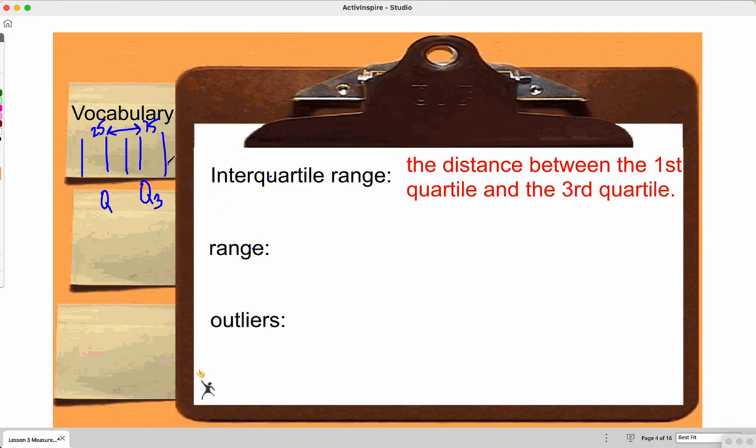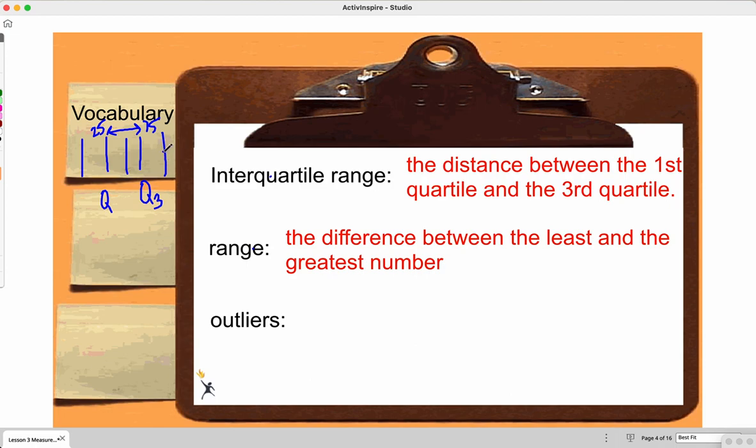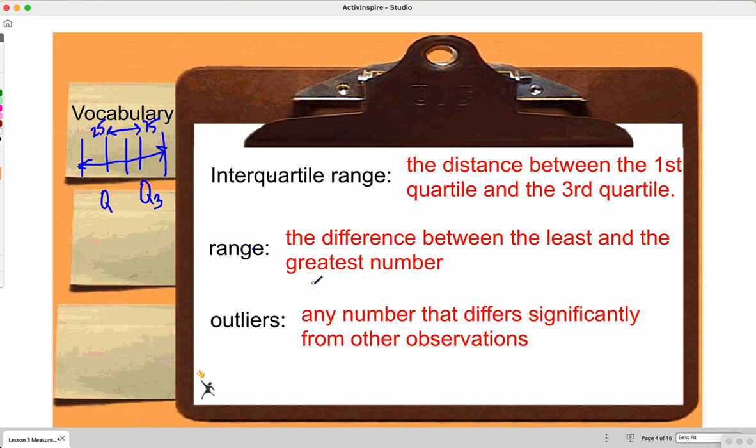The range is the distance on the entire thing. So it's from the greatest to the least. There's my range, the difference between the least and the greatest number. And then we have outliers. Are there any numbers so far out they vary significantly from other observations?